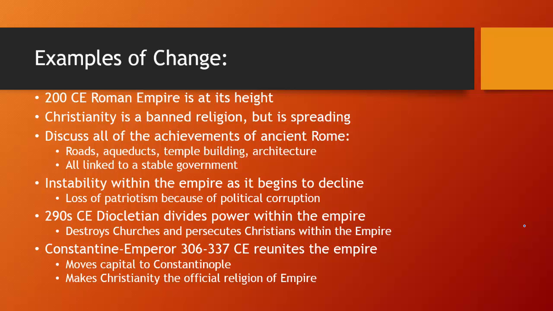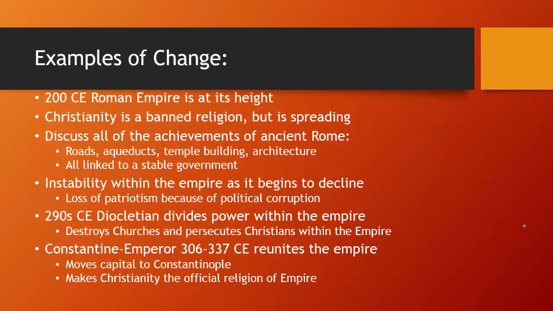This is all going to begin to change pretty quickly. We're going to start to see instability within the empire as it begins to decline. Remember, the Roman Empire has a really long decline. So we see a loss of patriotism. We see political corruption. In the 290s, Diocletian decides to divide power within the empire, keeps it as one empire, but ruled by different emperors, because he feels that this is going to be a way to better control this empire, which is just way too large.